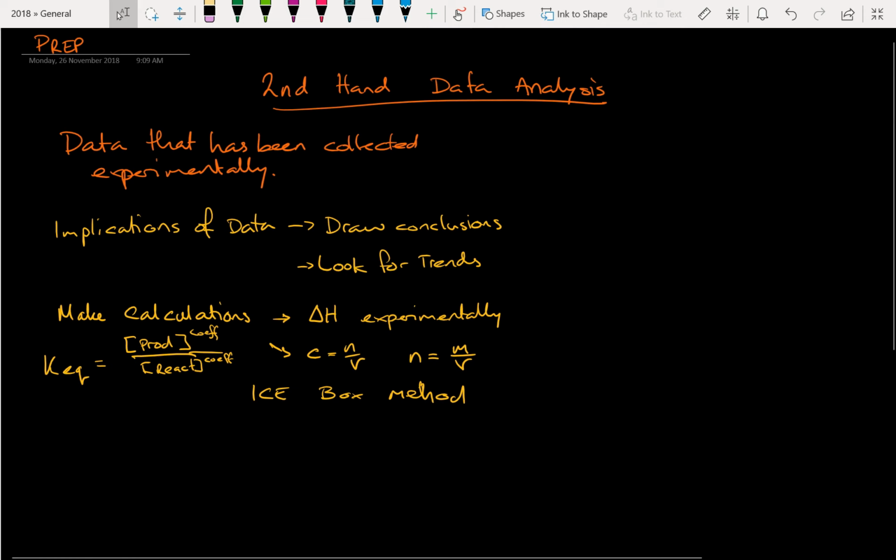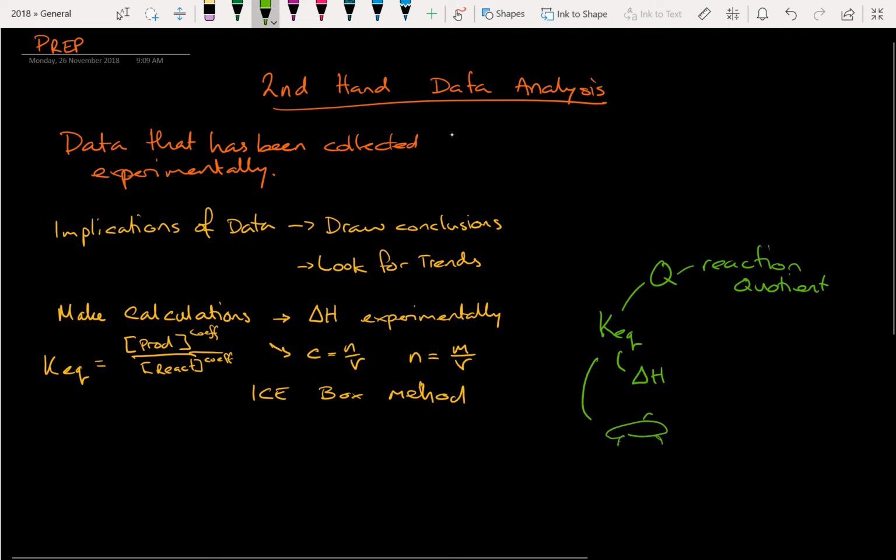Yeah, there's other stuff, like once we have that data, we may need to draw relationships between it and theoretical values. So if we were to know that this was based on equilibrium, what comes away from equilibrium? We've got Q, which is our reaction quotient. Okay, we've also got how it interacts with enthalpy. We know that there's an impact there. We also know that it could involve Le Chatelier's. There's all sorts of things that could be involved here.